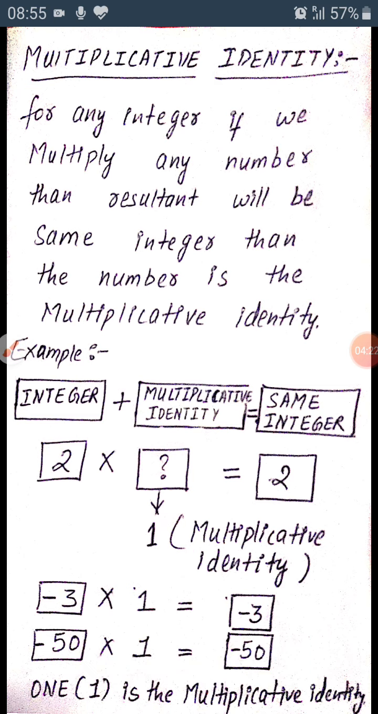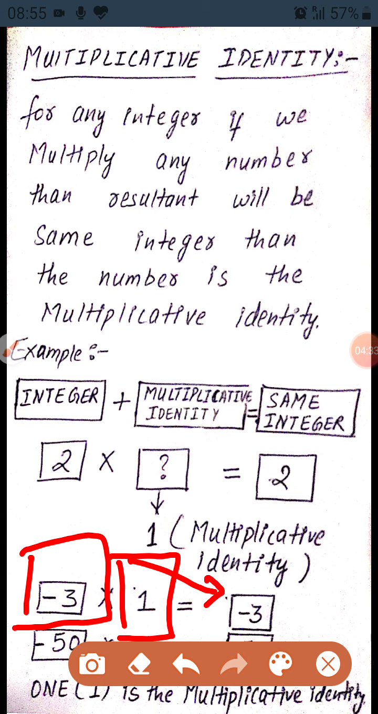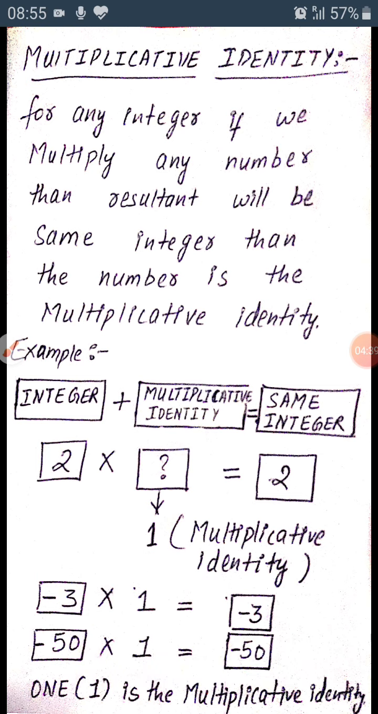For another example, let us take minus 3 as an integer. We multiply with 1, then we get minus 3, the same number. So this is the multiplicative identity. So 1 is the universal multiplicative identity.